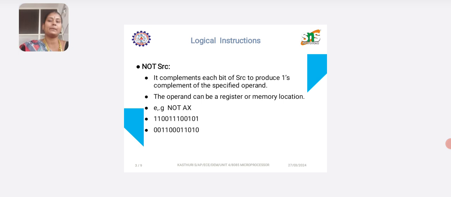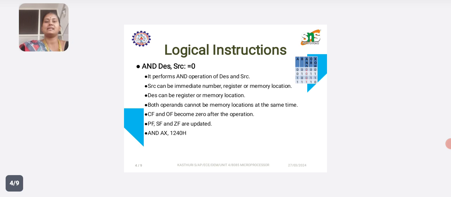Next is the AND logic. We already saw the AND logic, and I have mentioned the truth table also. AND means multiplication of two binary numbers. For example, the AND operation has two operands, source and destination. So 0 0 gives output 0, 0 1 also 0, 1 0 also 0, and 1 1 gives 1. That is the AND operation of multiplication. If both inputs are high, the output is high. For other combinations, the output is low.